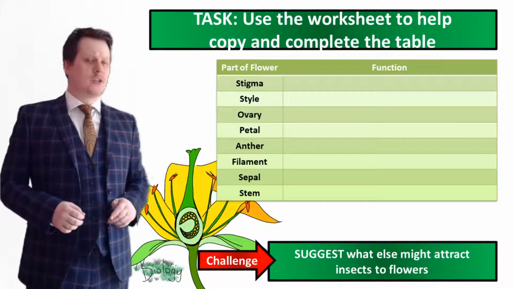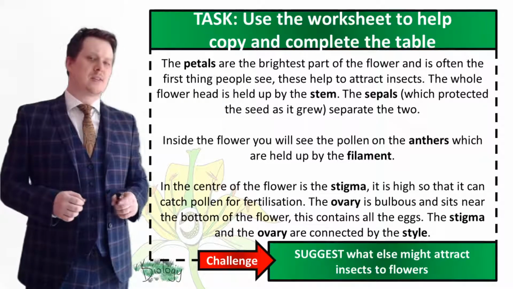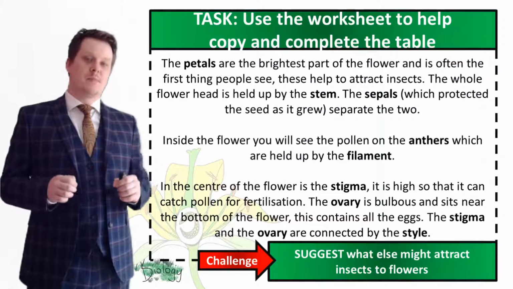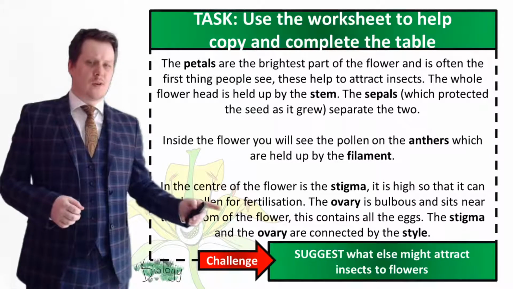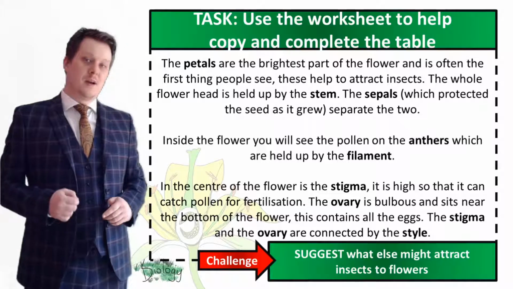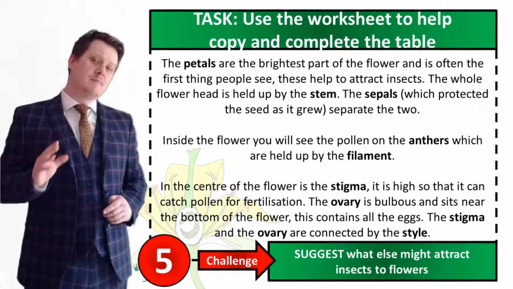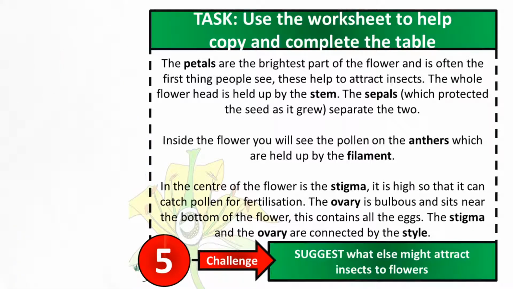If you haven't got the worksheet, don't worry about it, I'm going to put the information here. And so our task is to use this information to complete the table we've just drawn. And if you really want a challenge, I'd also like you to suggest what else might attract insects to flowers. I'm going to put 5 seconds on the clock, and if you need more time, pause the video, and when you're finished, we'll go through the answers together.